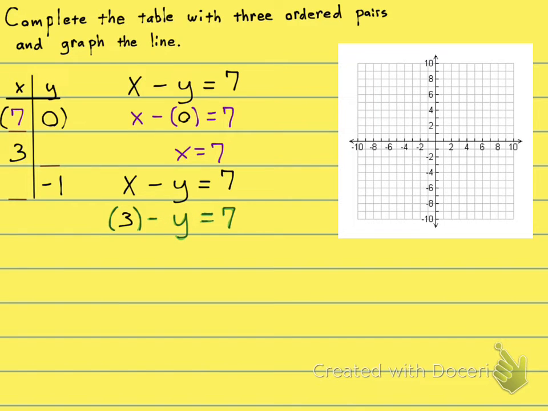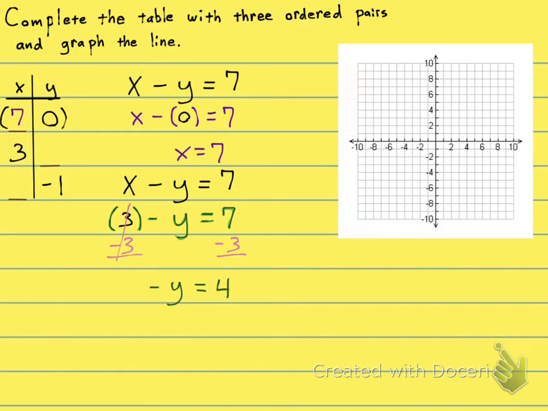I am going to subtract 3 from both sides of the equal sign. So now on the left, my y is one step closer to being by herself. Negative y equals 4. Make sure to drop down that negative.